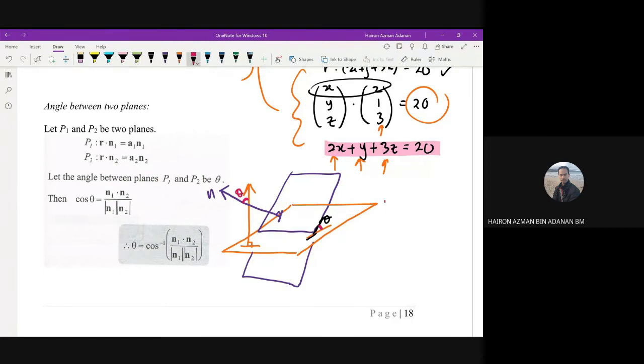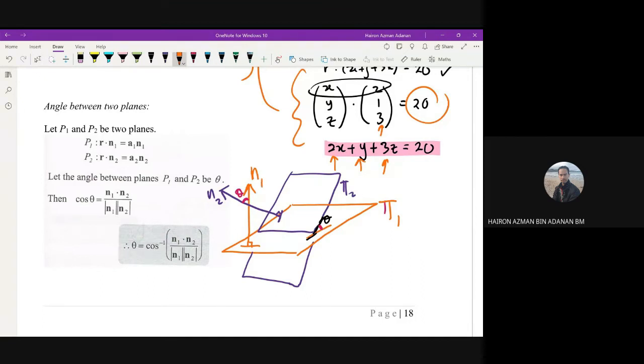For example, this one is plane 1. This one is plane 2. So this is the normal for plane 2, and then the normal for plane 1.